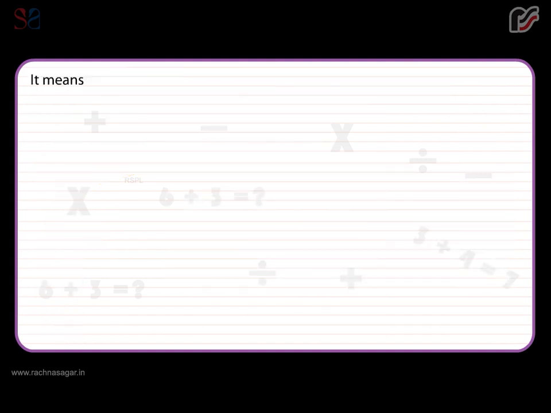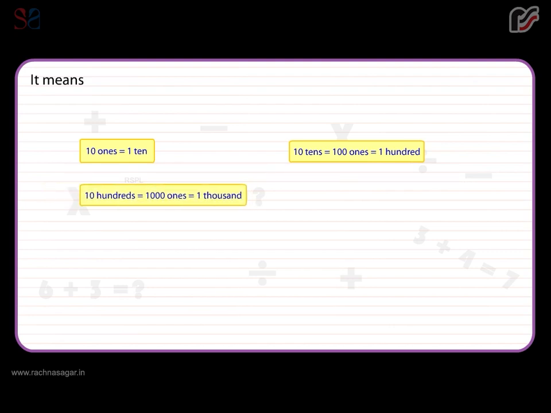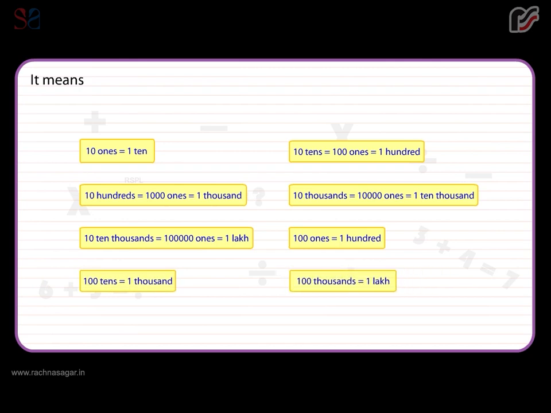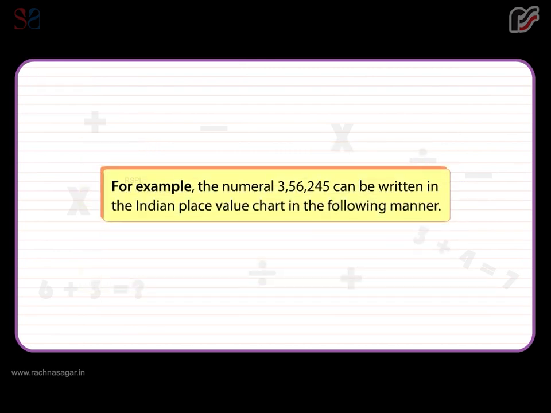It means 10 ones is equal to 10, 10 tens is equal to 100 ones is equal to 100, 10 hundreds is equal to 1,000 ones is equal to 1,000. 10 thousands is equal to 10,000 ones is equal to 1 10,000. 10 10,000s is equal to 1 lakh ones is equal to 1 lakh. 100 ones is equal to 100. 100 tens is equal to 1000. 100 thousands is equal to 1 lakh.